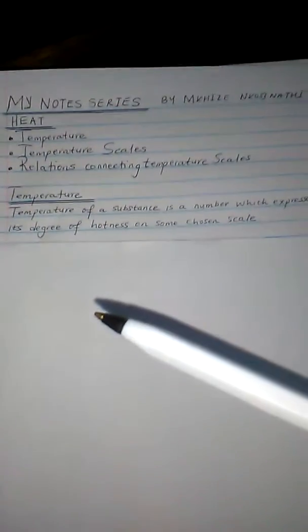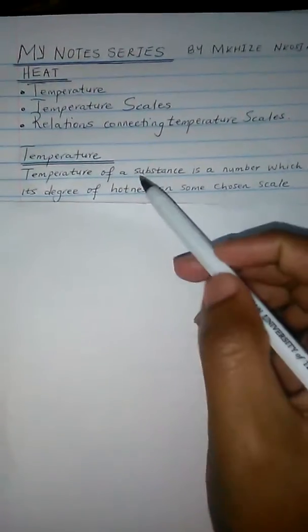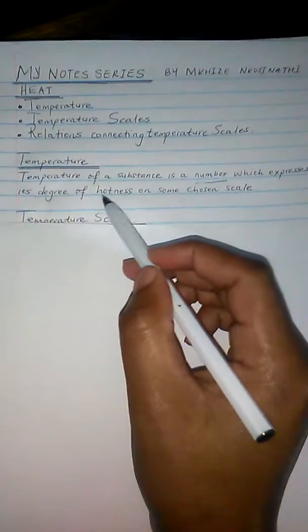So what is temperature? Temperature of a substance is a number which expresses its degree of hotness on some chosen scale. So this tells us quite a number of things. Firstly, it tells us that we are looking at a substance or an object. And also it tells us that temperature is a number. After it has told us that temperature is a number, it tells us that it expresses its degree of hotness on some chosen scale. So it means that there are a number of scales possible for temperature.